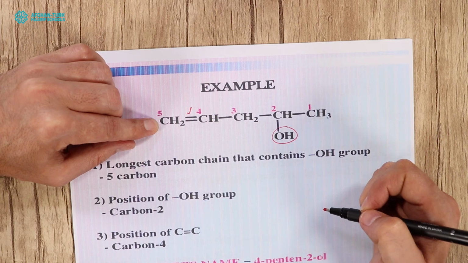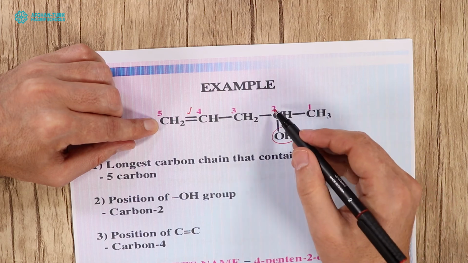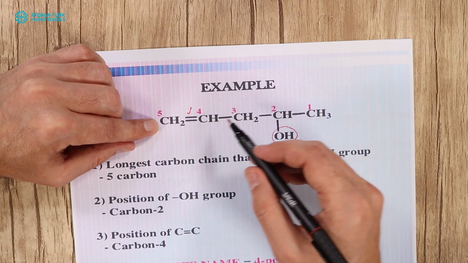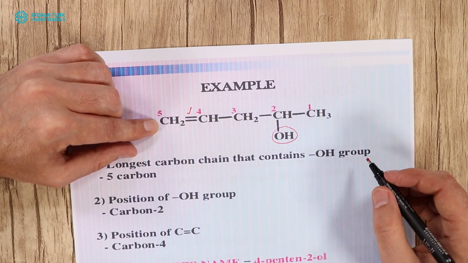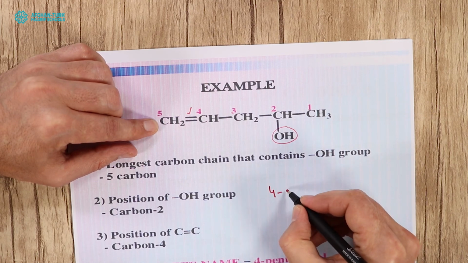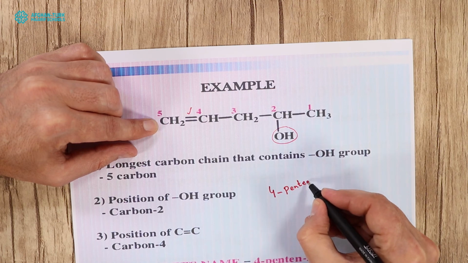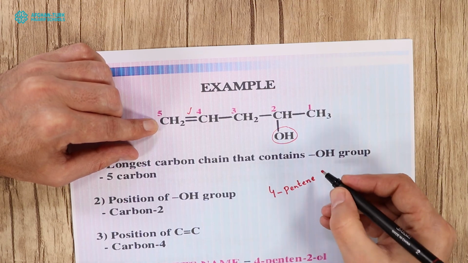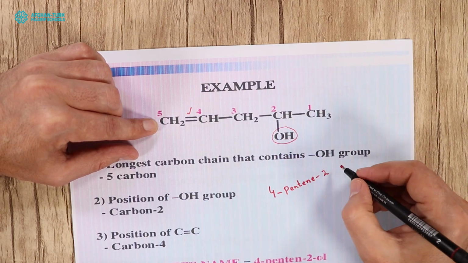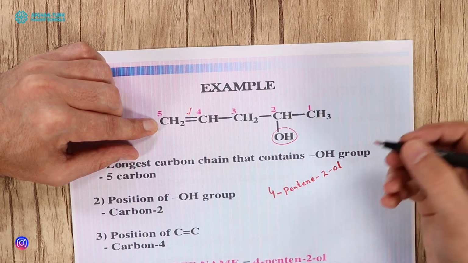Okay, so the longest carbon chain that contains the OH group is 5 carbons. Okay, the position of the OH group is on carbon number 2, and the position of the carbon double bond is on position number 4. So how can I give the name to it? It will become 4-pentene, 5 carbons are there, and on the second carbon you have what? OH group here, so 2-ol. It will become 4-penten-2-ol. Ol means it is alcohol.